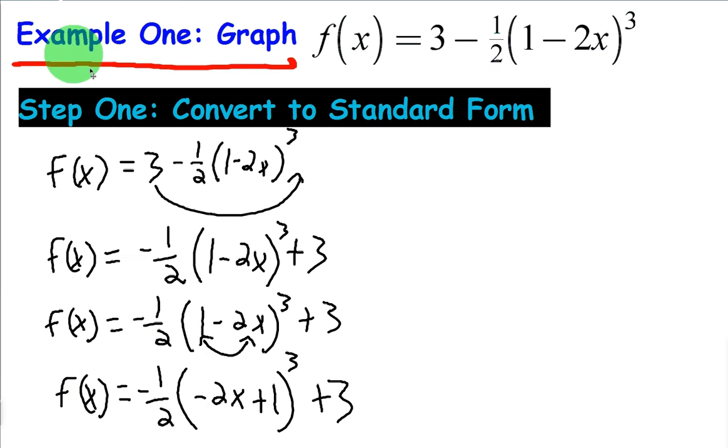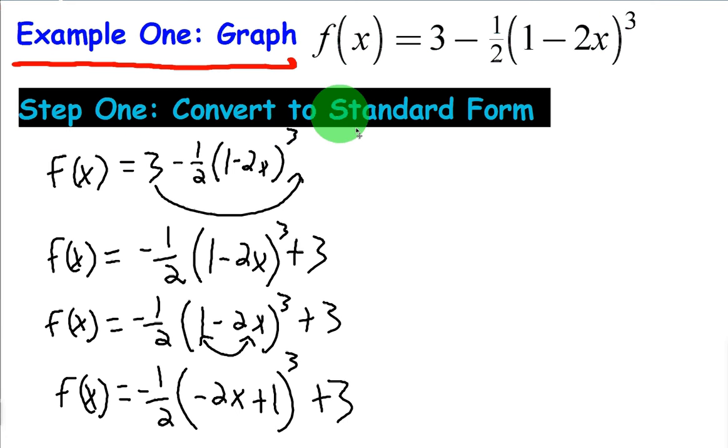Alrighty, now we're going to actually get to graphing some functions that have been transformed. Let's take a look at example 1. We have f of x equals 3 minus 1/2 the quantity 1 minus 2x, the quantity cubed. So the real question is, well, first of all, you should be able to identify which type of function this is. Because it's to the power of 3, it's going to be a cubic function.